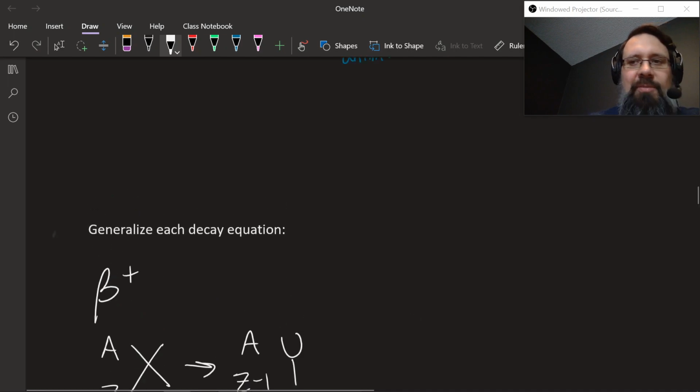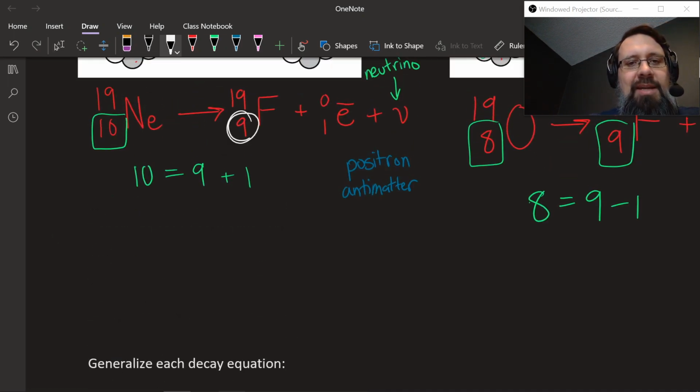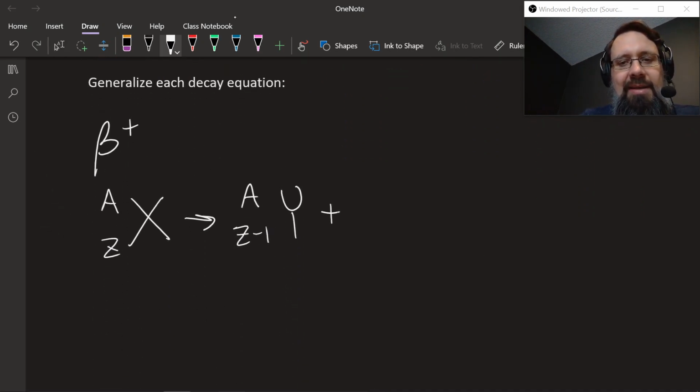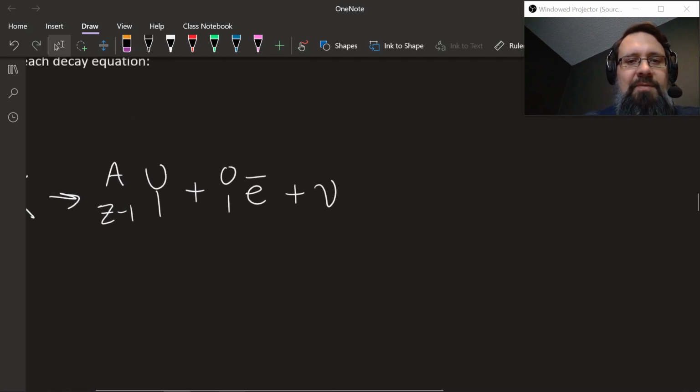So I'll show you what I'm looking at to figure that out. I'm looking at the 9 here, and I'm thinking about this 10. So what did I do to the 10? I subtracted 1. So that's going to be -1. I need to then add that antimatter electron, the positron, and then I need to add the neutrino. And then that's for beta plus.